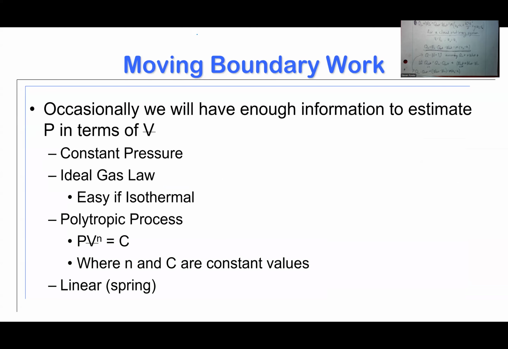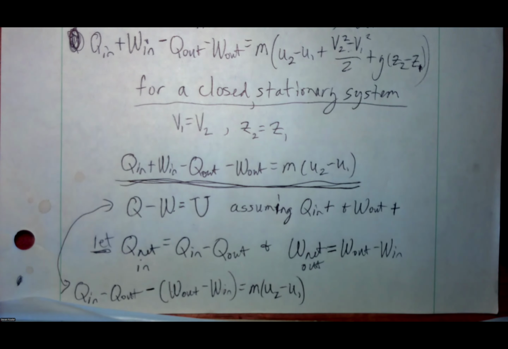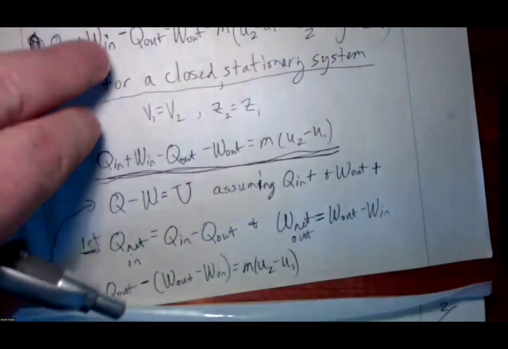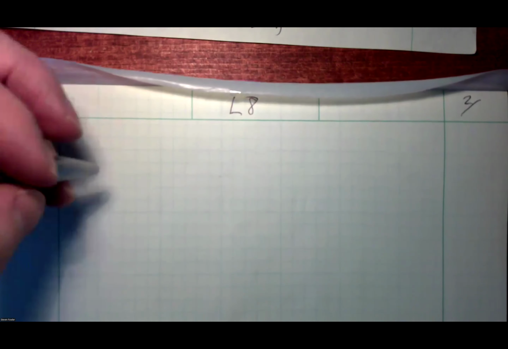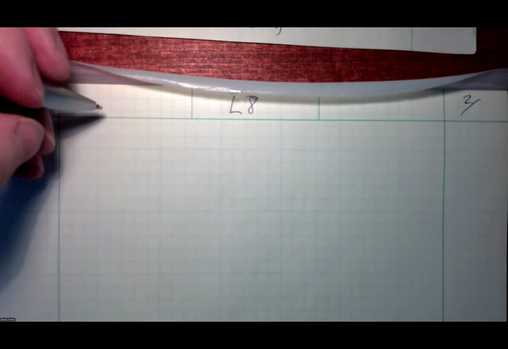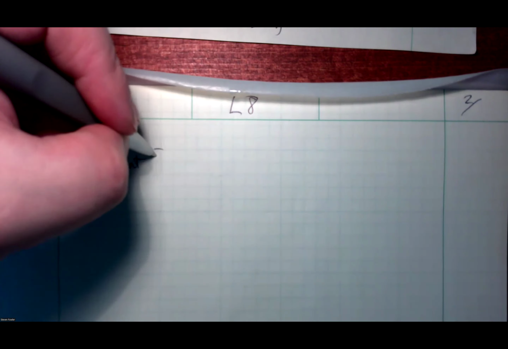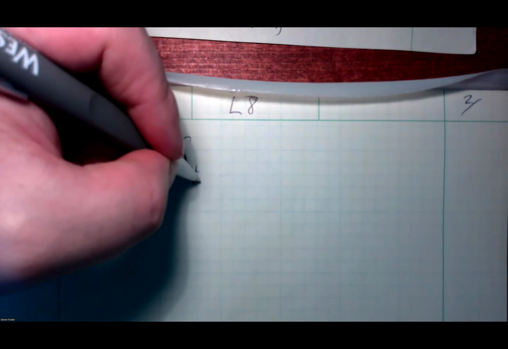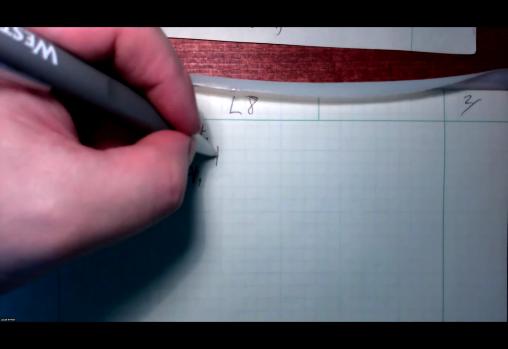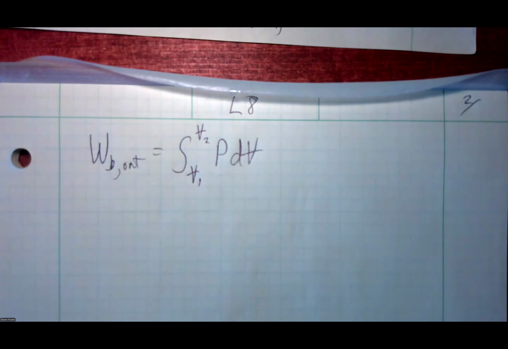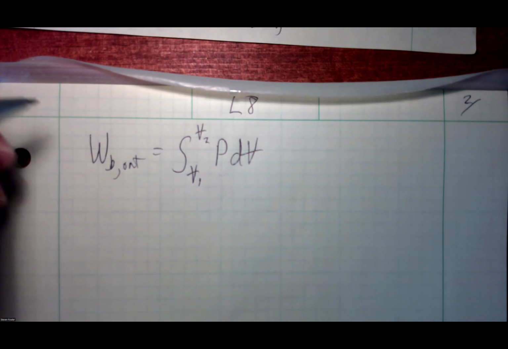Okay, and that's really important. Let's write that down. Boundary work out is equal to the integral from initial to final volume of pressure with respect to volume. I'm not kidding when I tell you, literally, our entire society is built off of this principle. This is very important.